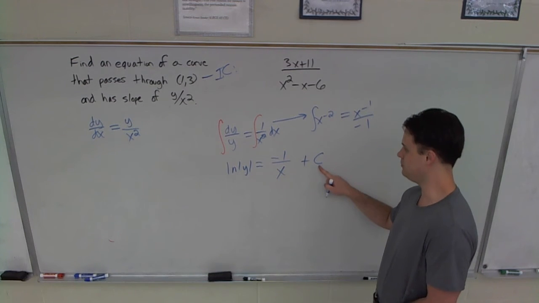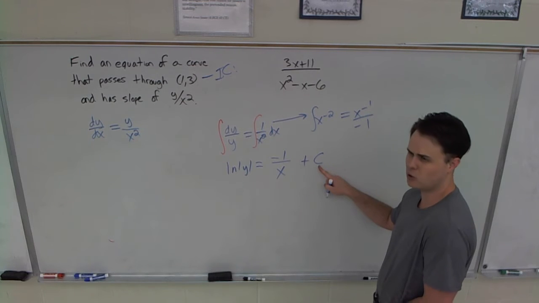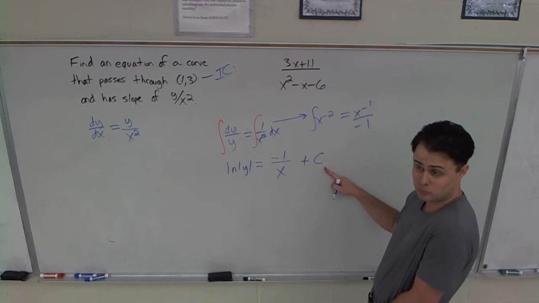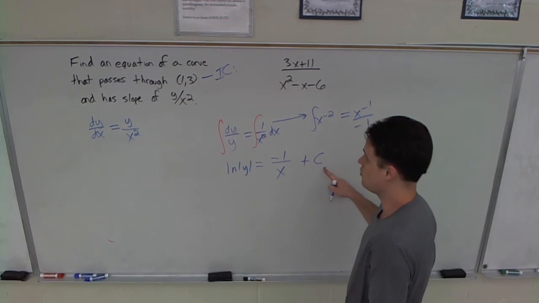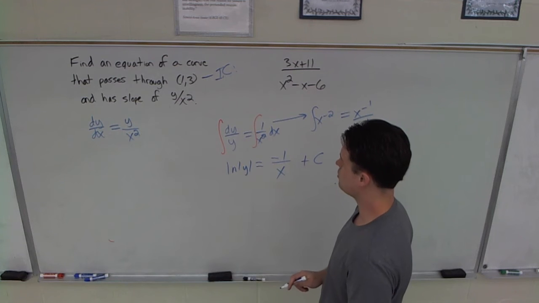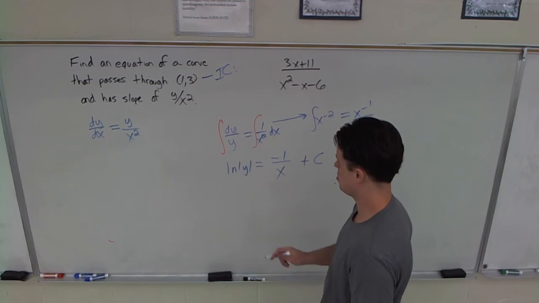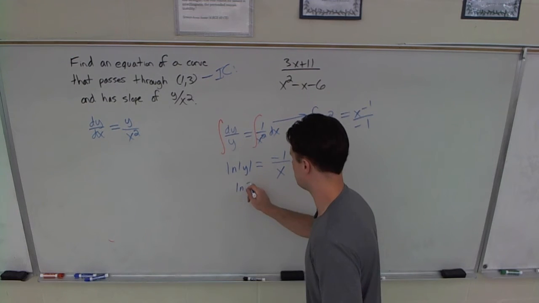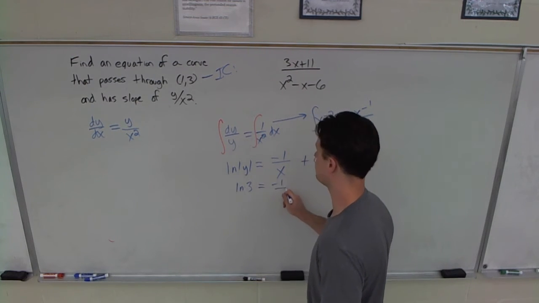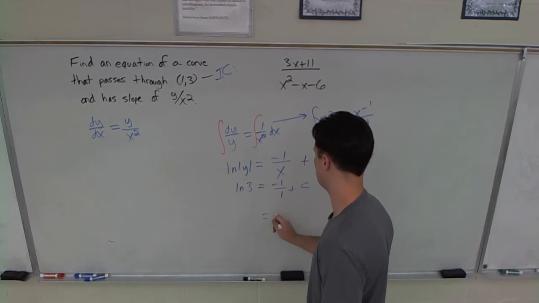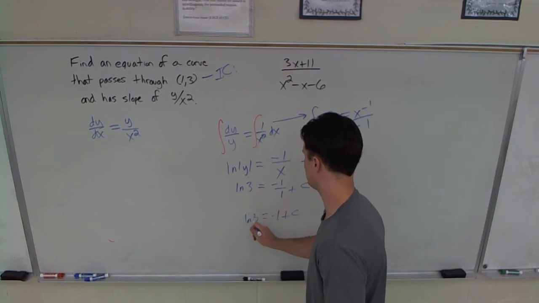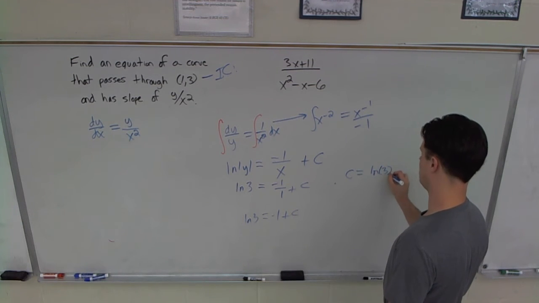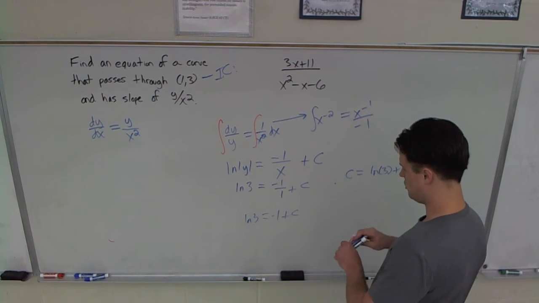So you could plug that in and find c right now, or you can solve for y first. I think a lot of the time it's easier to plug in right now, and it's a little bit more obvious, so I'm going to do that this time. The initial condition was (1, 3), so I should have what then? Natural log of 3, and the absolute value of 3 is 3, equals negative 1 over 1 plus c, so that's negative 1. That's natural log of 3, so c is, in this case, natural log of 3 plus 1. So that's kind of an ugly c, but we can put it in there.